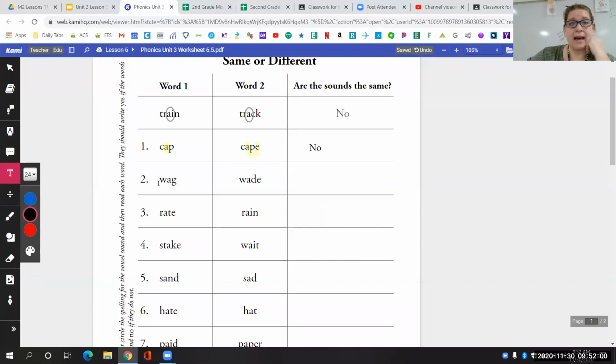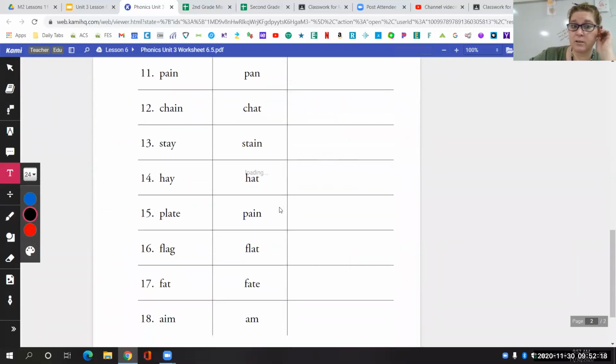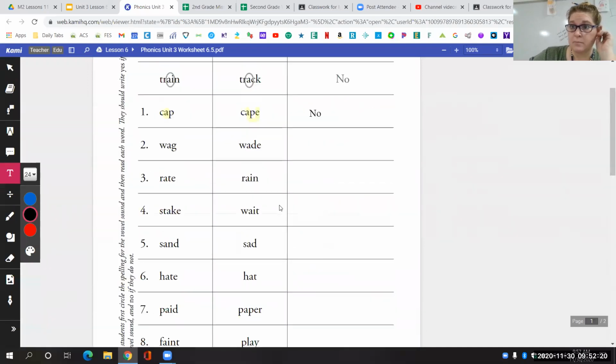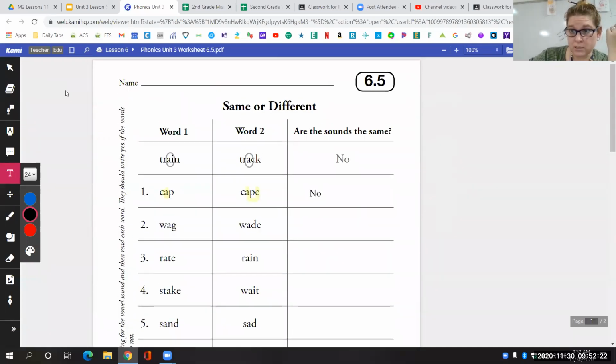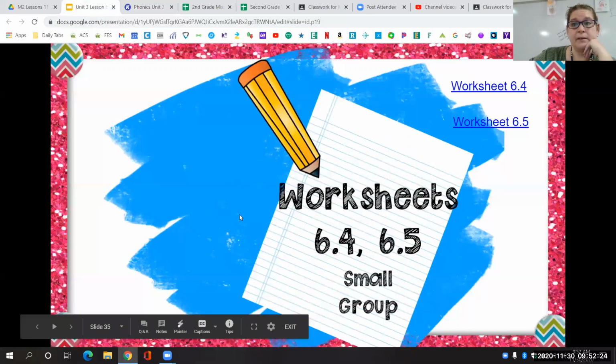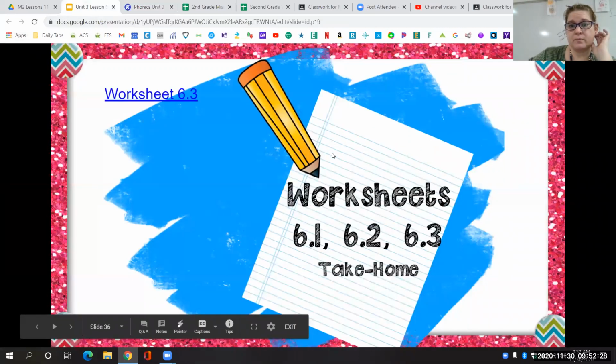You're going to look at the A sound in each word, highlight it, and then tell me, do they make the same sound? If they both say A, you would put yes. But if they both don't make the same sound, you're going to put no. Okay? And there's a lot of these. There's 18 of them. Please make sure you do both pages. And remember, we're not going to do 6.4, just 6.5.